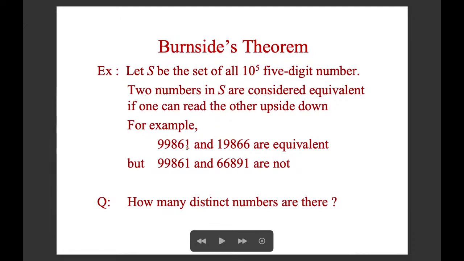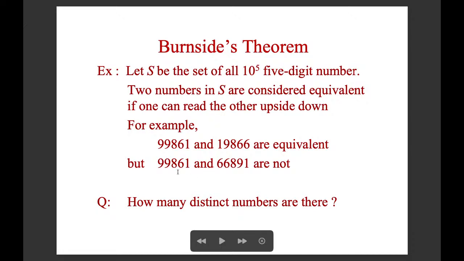99861, after upside down reading, so you turn it upside down, you look at it from the other side, it will become 19866. So 19866 and 99861 are considered to be the same because if I mistakenly rotate this one upside down, it is like rotated by 180 degrees, then we get these two.